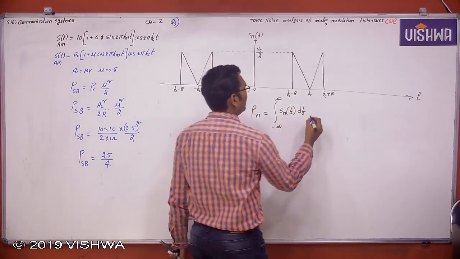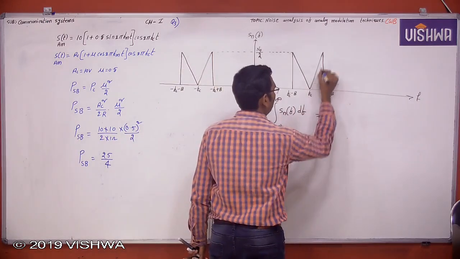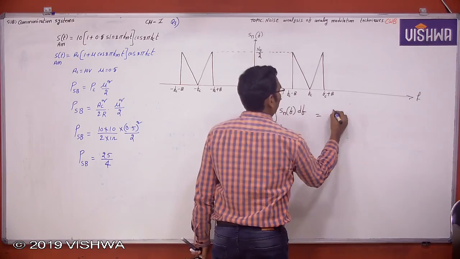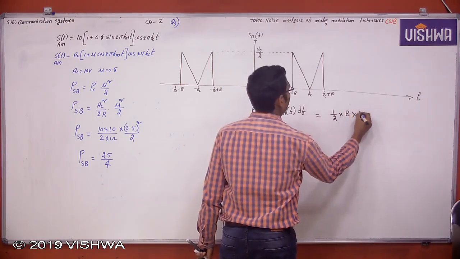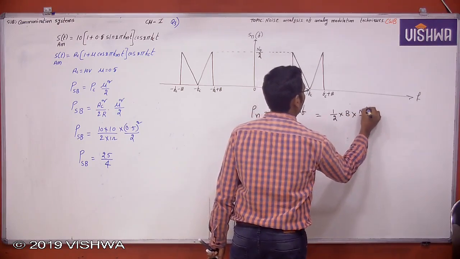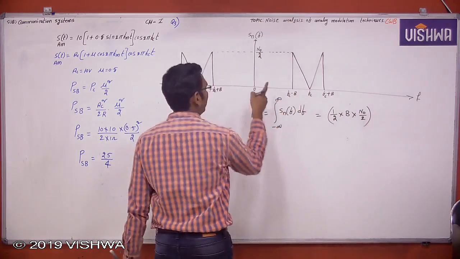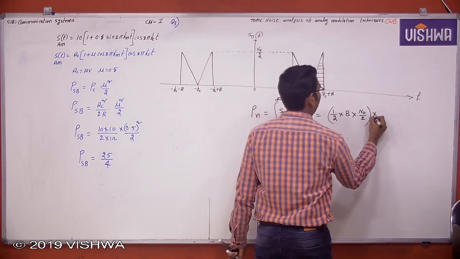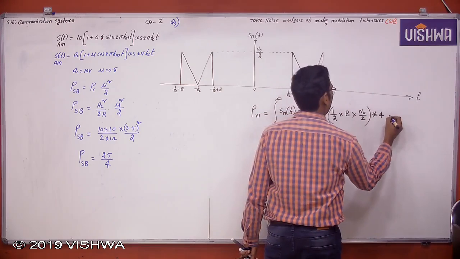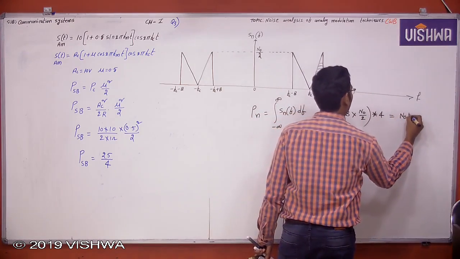Now can you find the area here? Yes, this is a triangle. So half base is B, height is n0 by 2. So how many are there between minus infinity to plus infinity? There are 4. So multiplied with 4, which is nothing but 4 cancel, n0 B.